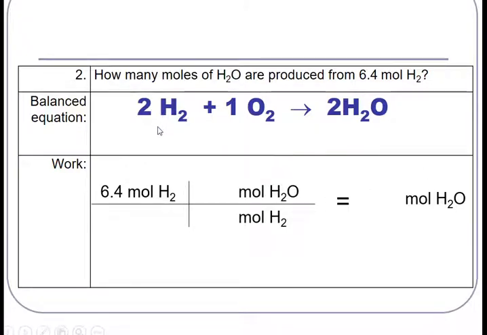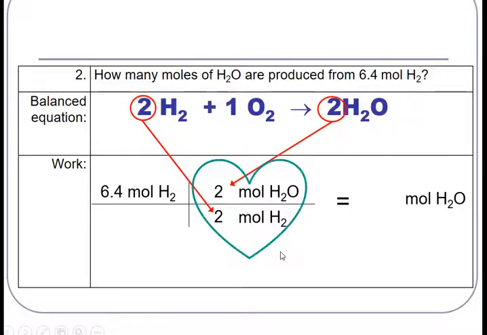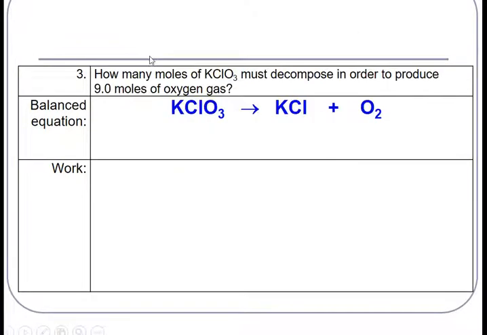Notice that this is a reactant, this is a product, it doesn't matter. When I have the mole to mole ratio, I'm going to use the coefficients in the balanced equation, right? Circle it or put a heart around it, right? And then I do the work now. If you notice, right, that 2 and 2 cancel, the answer is just going to be 6.4 moles of H2O.